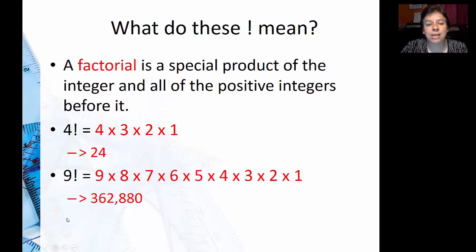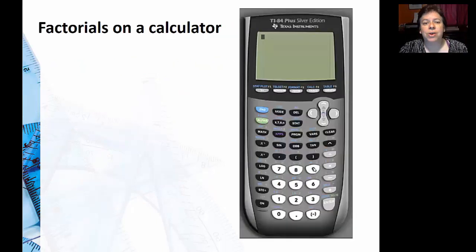9 factorial is 9 times 8 times 7 times 6 times 5 times 4 times 3 times 2 times 1. And so you could guess that this would be kind of a pain to enter on your calculator. But your calculator has a nice shortcut in the probability section of it. So how do we do factorials on a calculator?